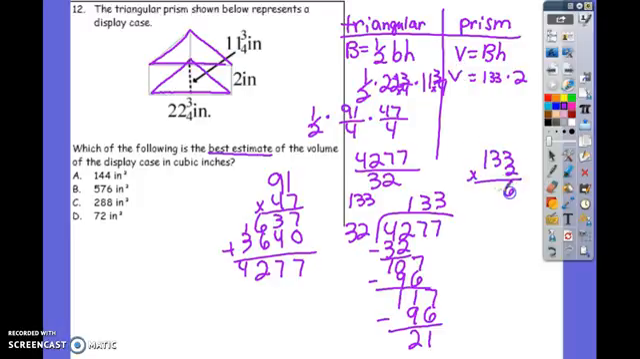2 times 3 is 6. 2 times 3 is 6. 2 times 1 is 2. So we get 266. And since we were looking for an estimate, we're going to go with answer C, 288 inches squared.